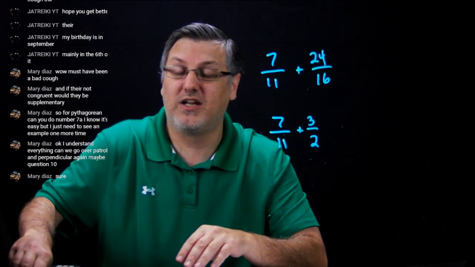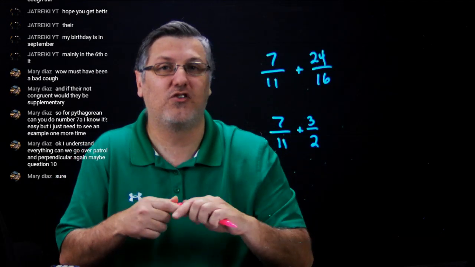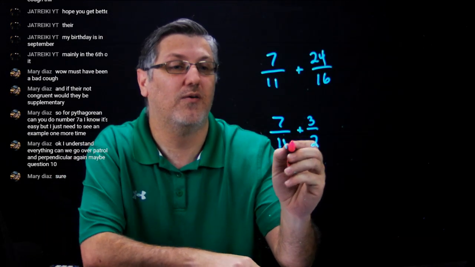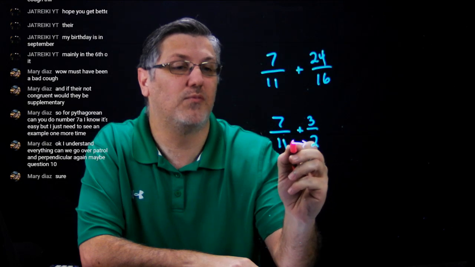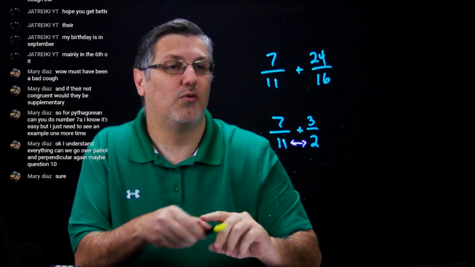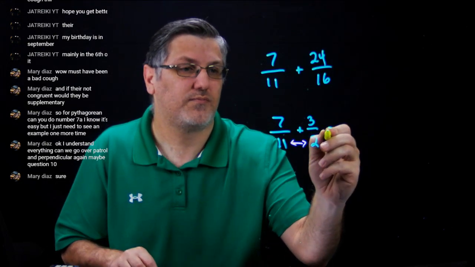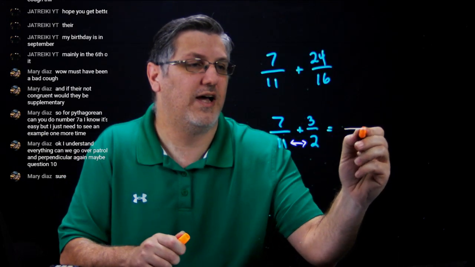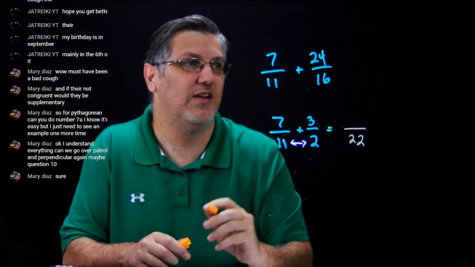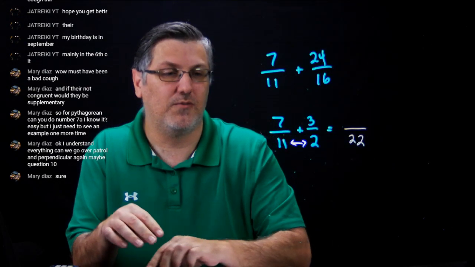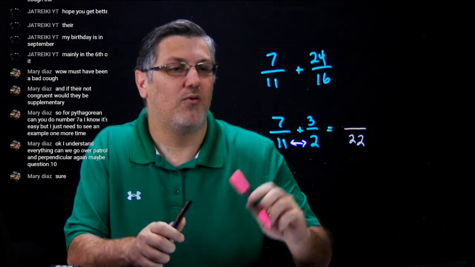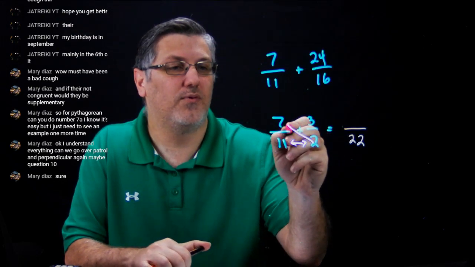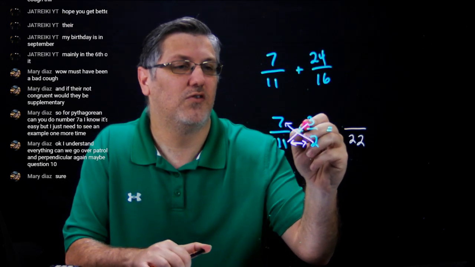The way I show my kids to add and subtract fractions when they don't have a common denominator is multiply the bottoms. So when we multiply the bottoms, 11 times 2 becomes 22. That's going to be my denominator in my final answer. Now, I'm going to multiply up like so. So it makes an X.